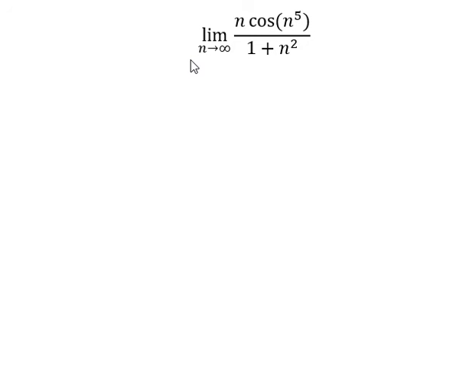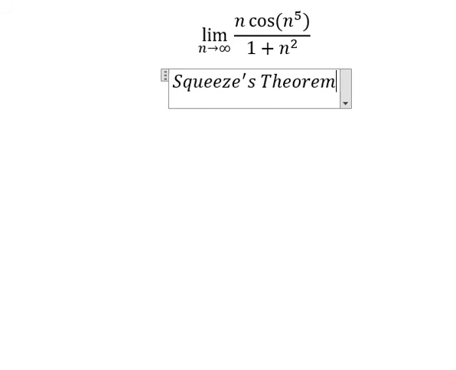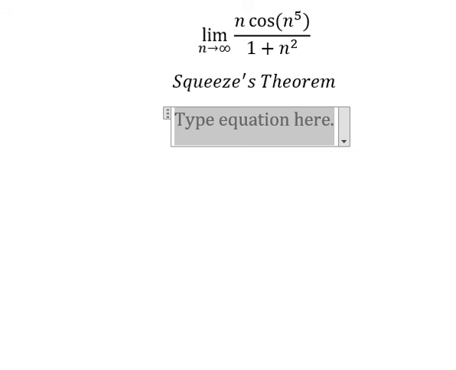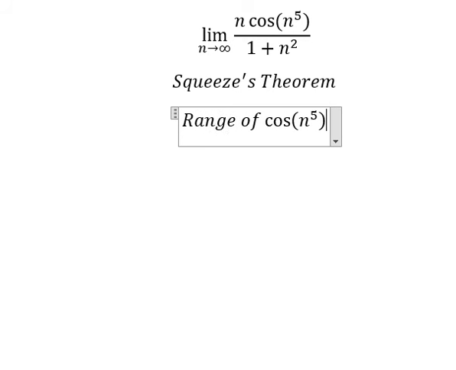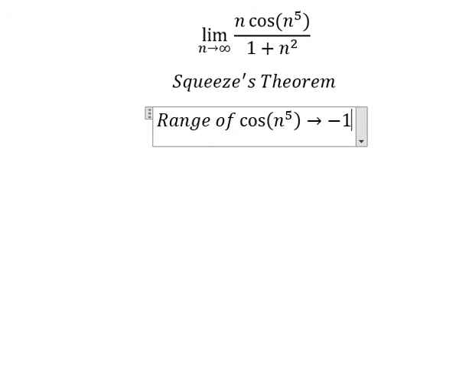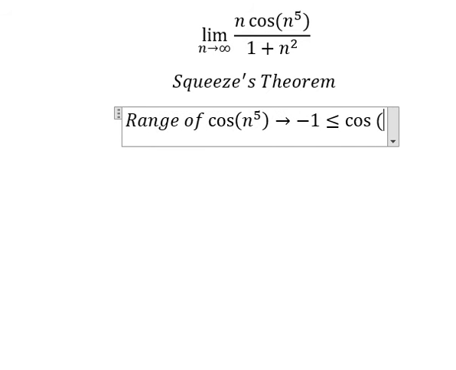The topic today is about the Squeeze theorem. So now I will show you how to answer. We can apply the Squeeze theorem. So we know that the range of cosine n to the power of 5 should be from negative 1 to positive 1.